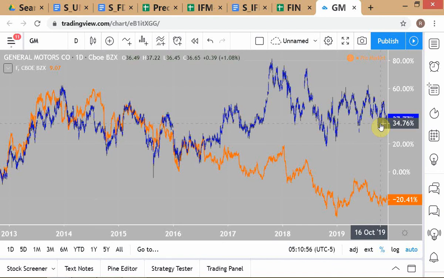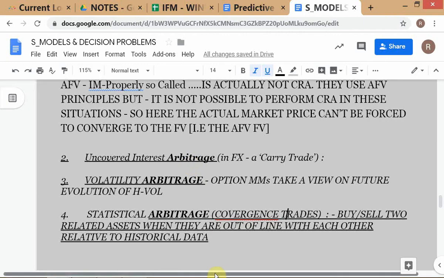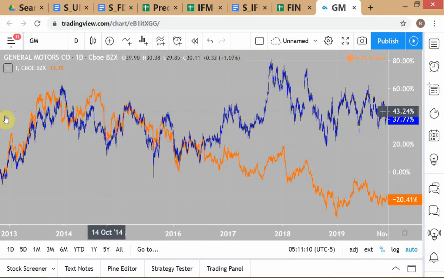The idea here is that eventually the two have to converge, because that historical norm has to prevail. So now you understand why it's also called statistical arbitrage. Okay, because the statistical comes from this part, the SD analysis and all that you do here. Many funds are doing this actually.